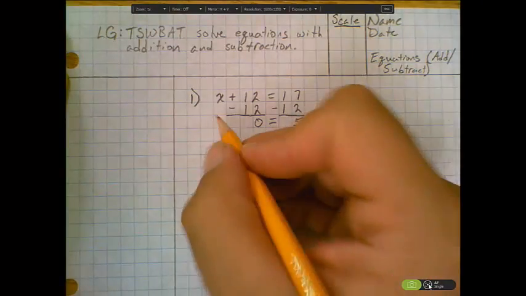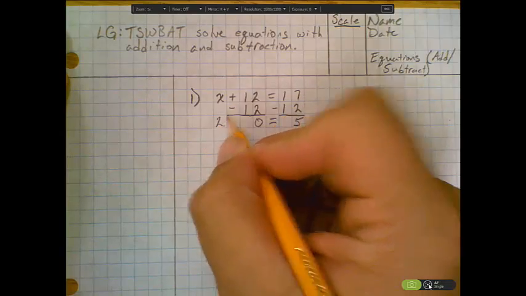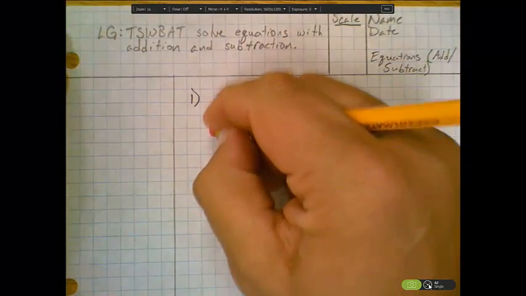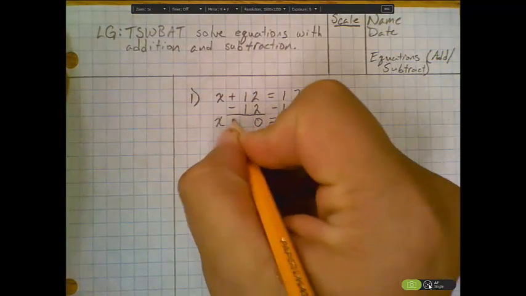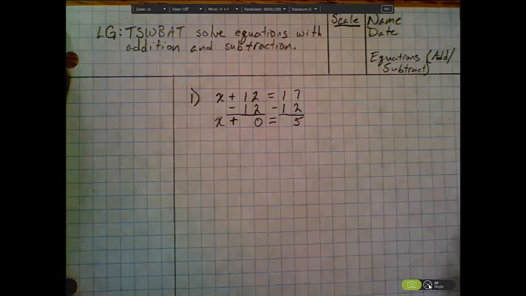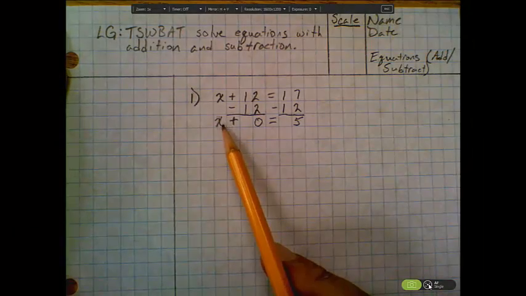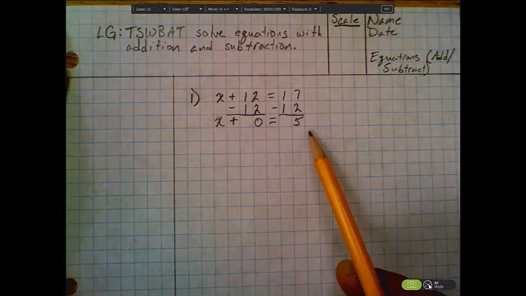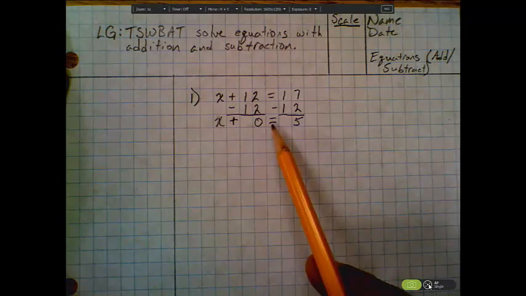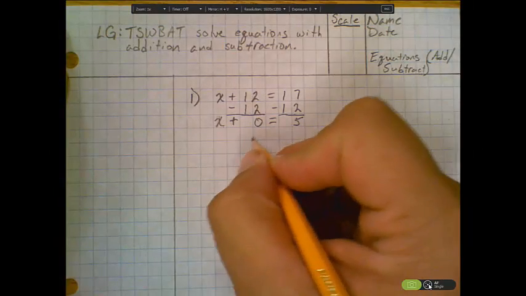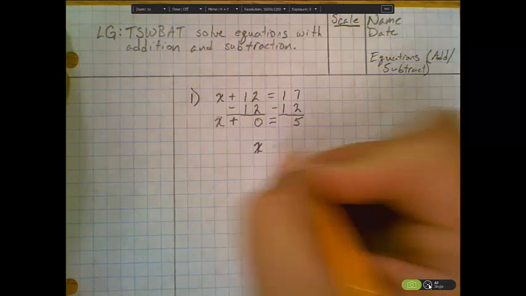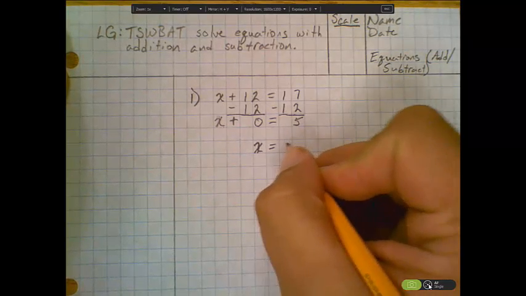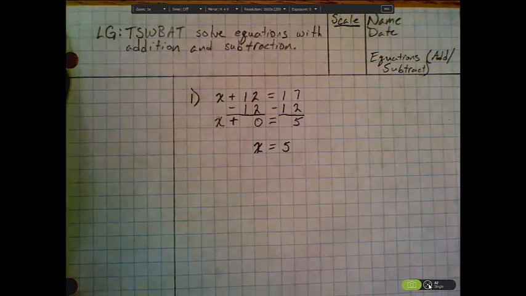Then we bring down the variable. So this expression now says x plus 0 is equal to 5. Well, we don't have to include the plus 0 part, so now we can rewrite that as x is equal to 5.